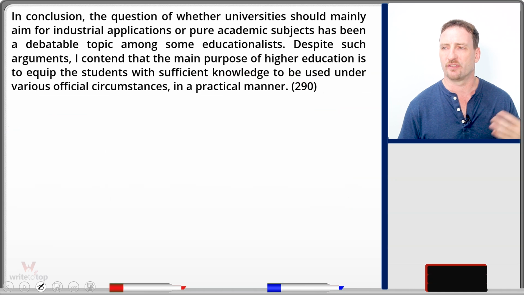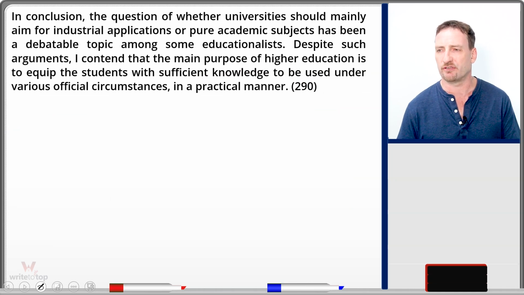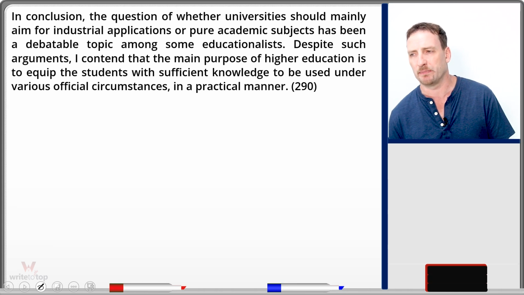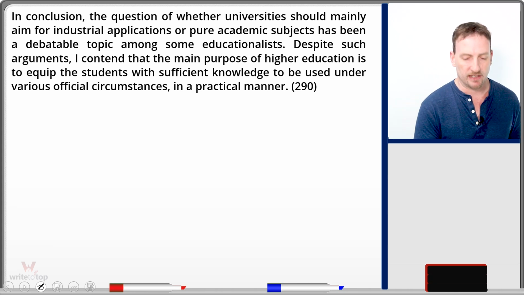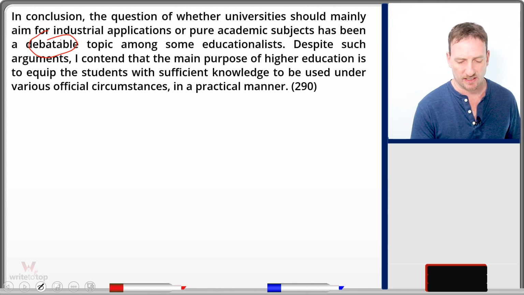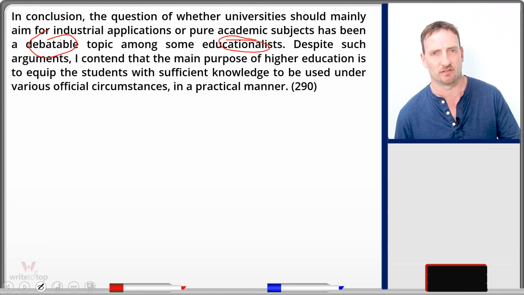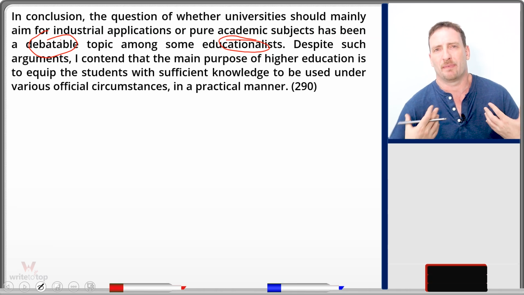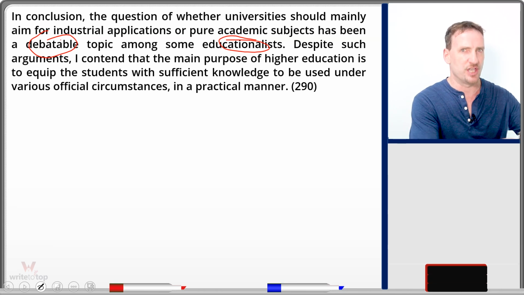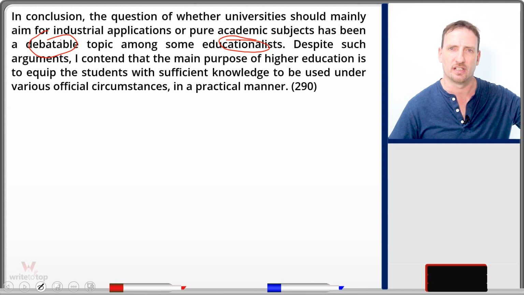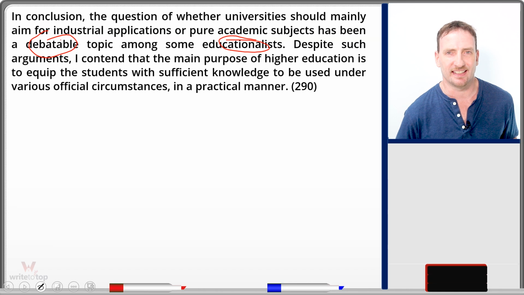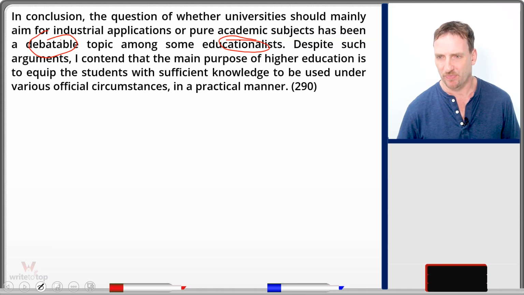In conclusion, the question of whether universities should mainly aim for industrial applications or pure academic subjects has been a debatable topic among some educationalists. First of all, it's not a debatable topic, it's a topic that has been debated, and educationalists does not mean teachers. I mean, it could mean teachers, but if I'm a teacher, for example, I'm not an educationalist. I don't study education. I don't study how education should be built or whatever, right? It's a very specific study about education.